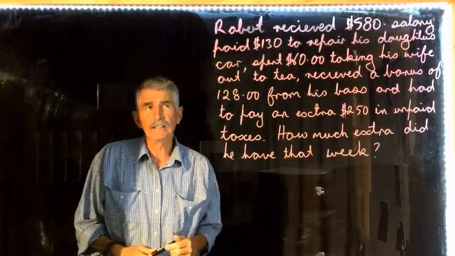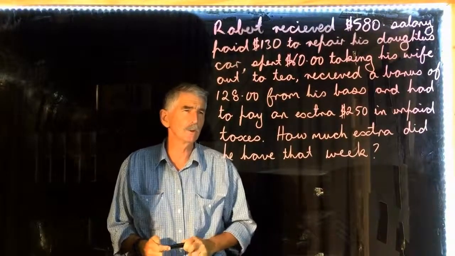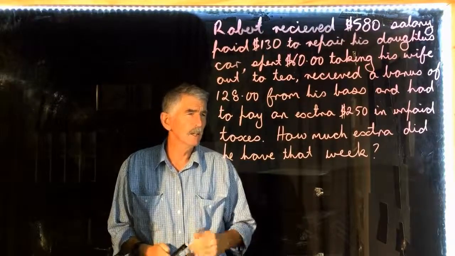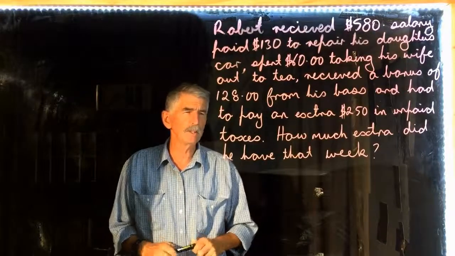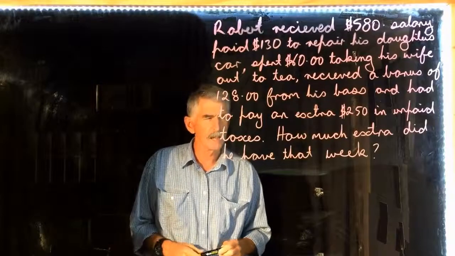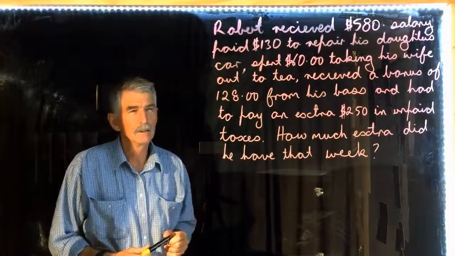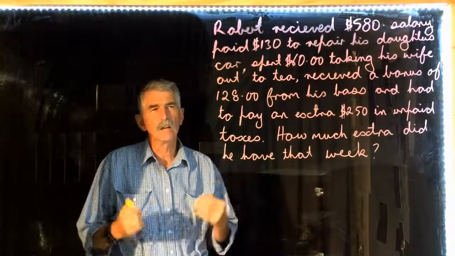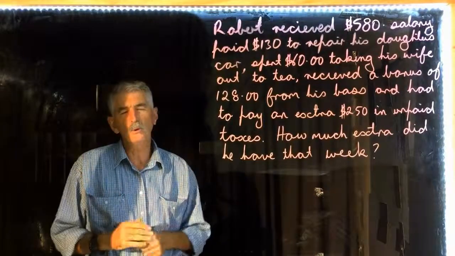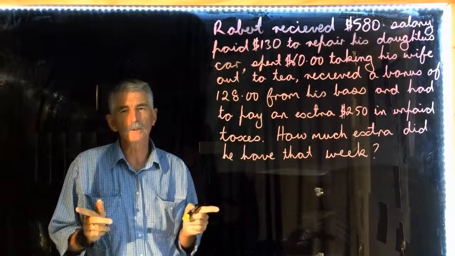Okay, so now we have our second example here. Robert received $580 salary. He paid $130 to repair his daughter's car, spent $60 taking his wife out to tea, received a bonus of $128 from his boss, and had to pay an extra $250 in unpaid taxes. How much extra did Robert have that week? So what we're going to do is we're going to have you pause for a moment. And as we pause this, you're going to arrange this on the page in front of you. So just take a moment to do that.